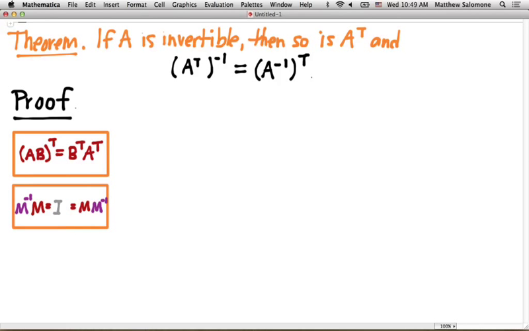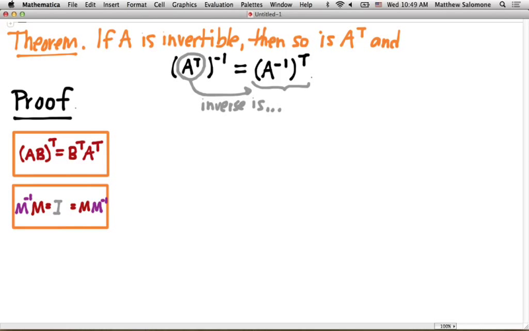Now let's unpack the claim that we have up here on the top. The claim is that this matrix, A transpose, has an inverse, and that its inverse has this form. So the inverse is the inverse transpose. That's the claim.